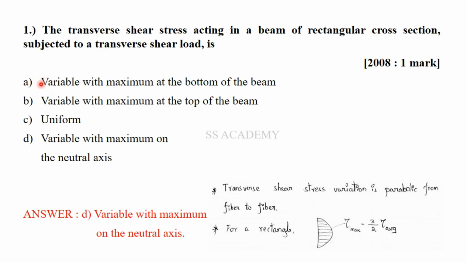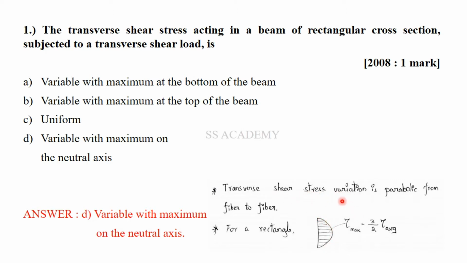And you can see that it is evident from the options. Here you can see that it is variable with maximum at the bottom of the beam, variable with maximum at the top of the beam, uniform, variable with maximum on the neutral axis. So it is clear that they have asked regarding the transverse shear stress variation in a beam of rectangular cross section. We must remember that transverse shear stress always varies parabolically from fiber to fiber. Here you can see from bottom fiber to top fiber, the shear stress varies parabolically.